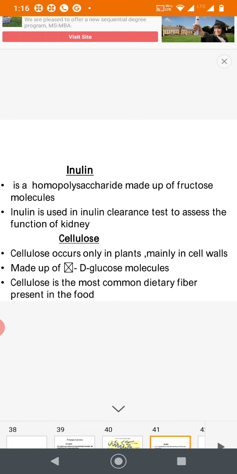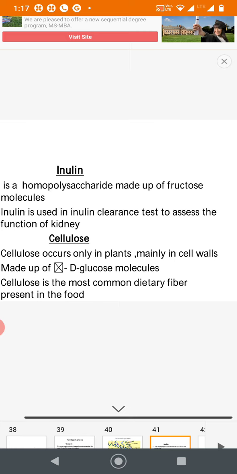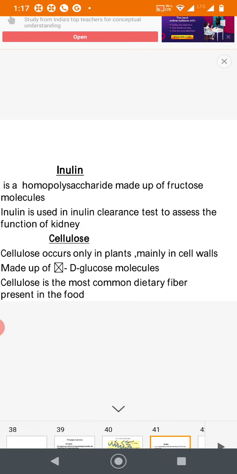So cellulose is plant fiber made up of beta D glucose units linked by beta 1,4 glycosidic linkage. Cellulose is composed of beta D glucose units. What is not visible in this slide is beta. Okay, beta D glucose is the molecule. So cellulose is the most common dietary fiber present in food. Okay, that is in the function of carbohydrate you have seen.